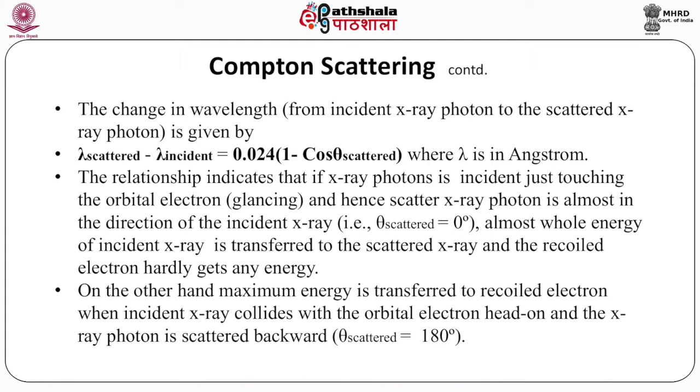On the other hand, maximum energy is transferred to the recoiled electron when the incident X-ray collides with the orbital electron head on and the X-ray photon is scattered backward. It means theta scattered is equal to 180 degrees.